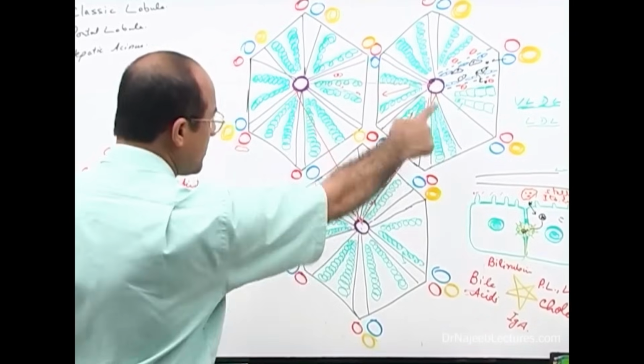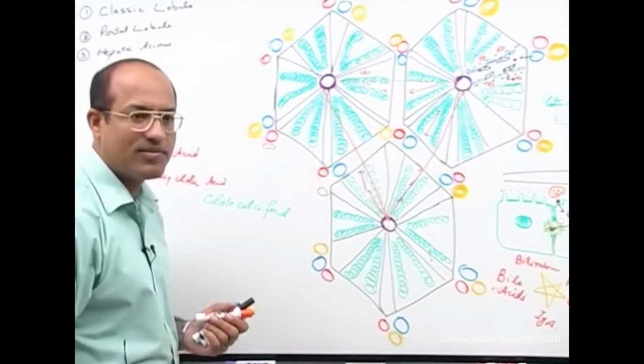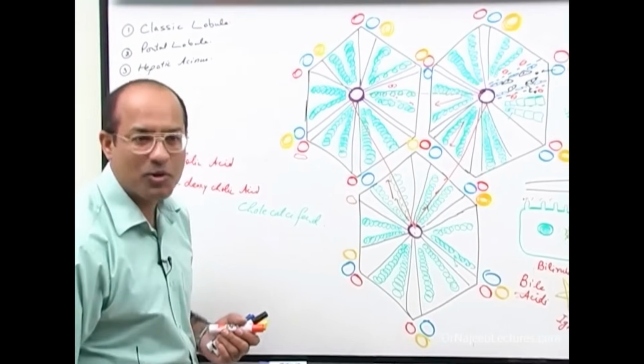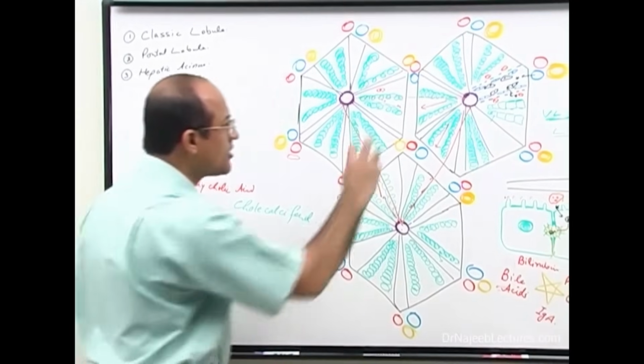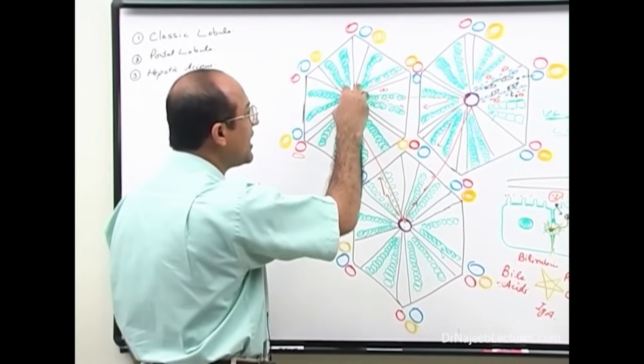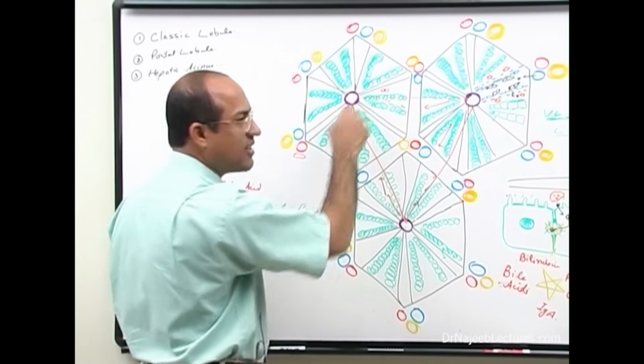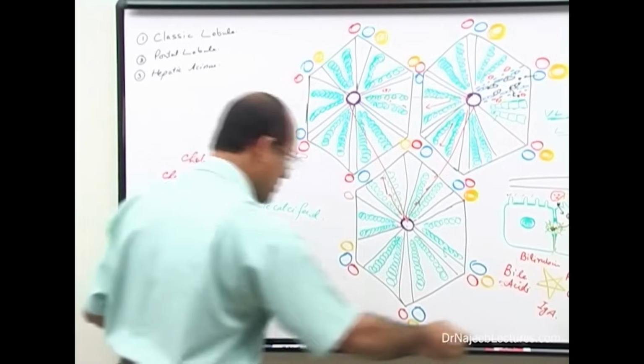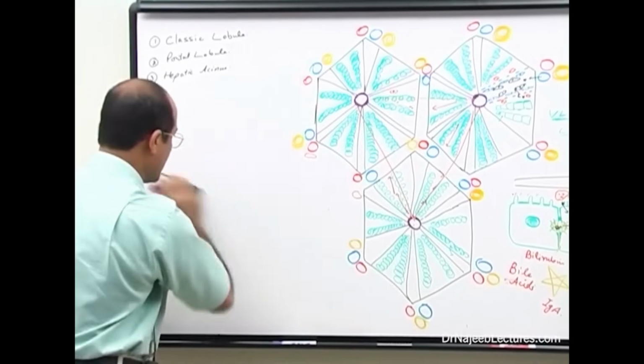And this type of lobule is called portal lobule. In the portal lobule, it is the portal system in the center. In the classic lobule, it is the central vein in the center. Right? Okay, let me make it more clear here.